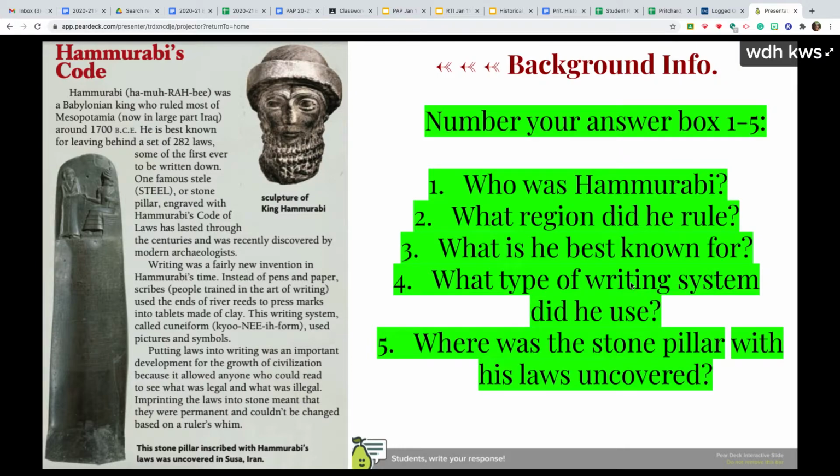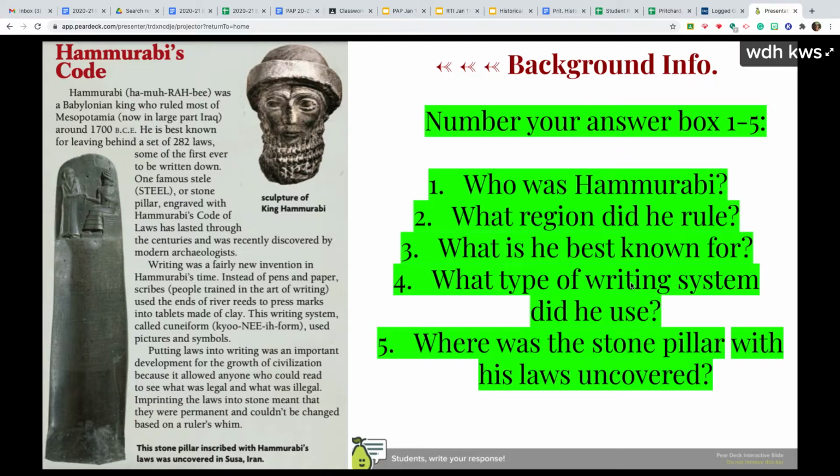Okay, so this is some background information about Hammurabi's Code. Hammurabi was a Babylonian king who ruled most of Mesopotamia around 1700 BCE. He is best known for leaving behind a set of 282 laws, some of the first ever to be written down. One famous steel or stone pillar engraved with Hammurabi's Code of Laws has lasted through the centuries and was recently discovered by modern archaeologists.